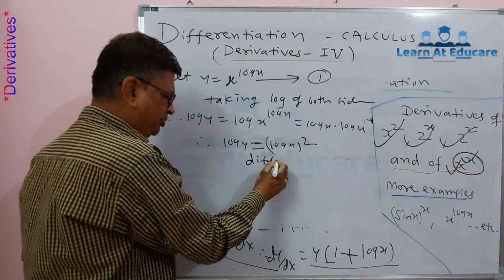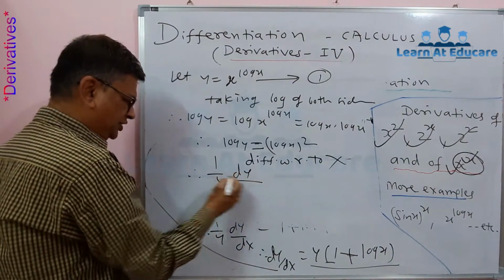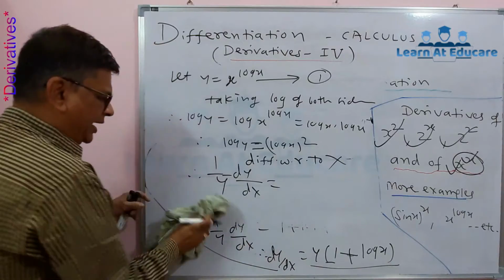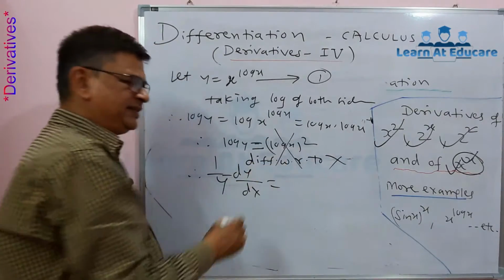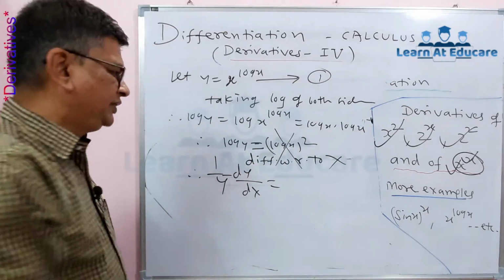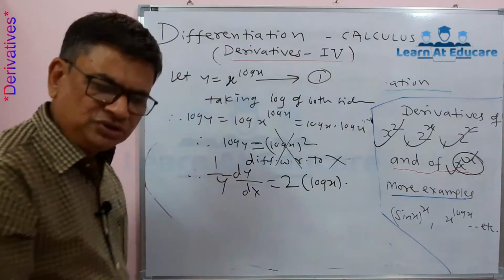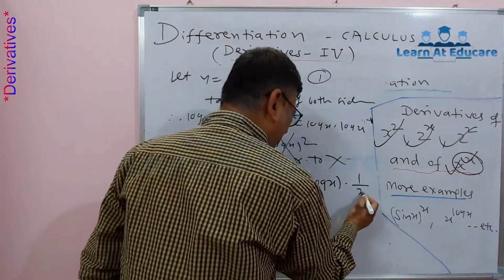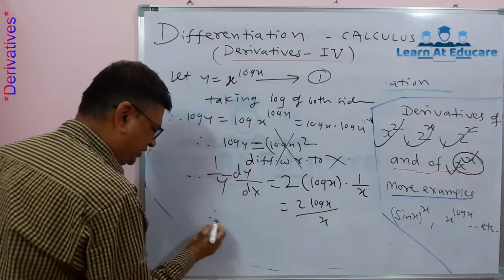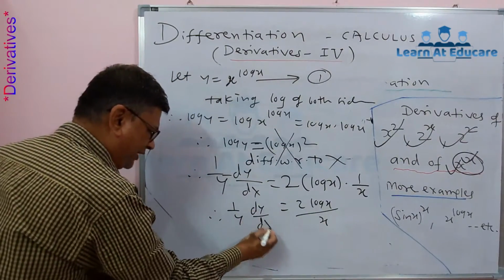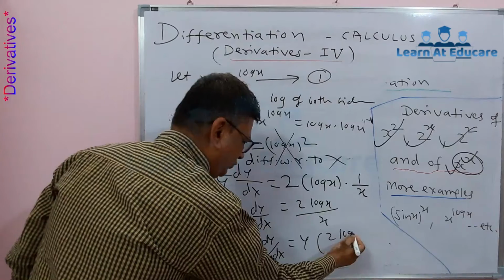Yes, it is differentiated with respect to x. When you differentiate LHS log y, it is a composite function and the derivative will be 1 upon y into dy by dx. RHS, log x bracket square, is a composite function. Suppose this bracket is x, as we have seen in composite function, then this will look like x square, and the derivative of x square is 2x. Here not x but log x, into the derivative of log x, which is 1 upon x. So this can be written as 2 log x upon x. What this is equal to is 1 upon y dy by dx. Therefore, dy by dx equals y transferred to that side.